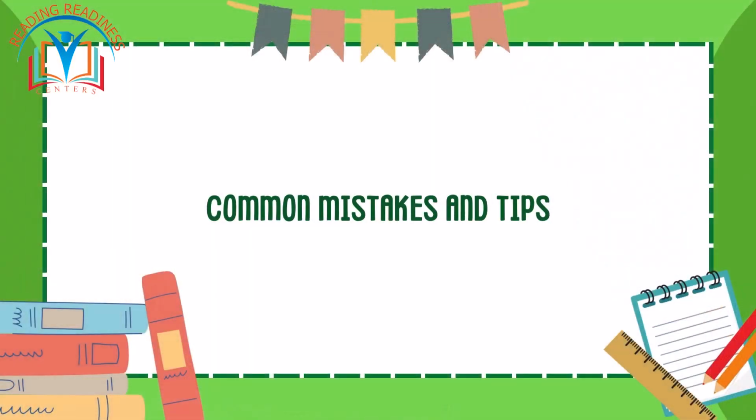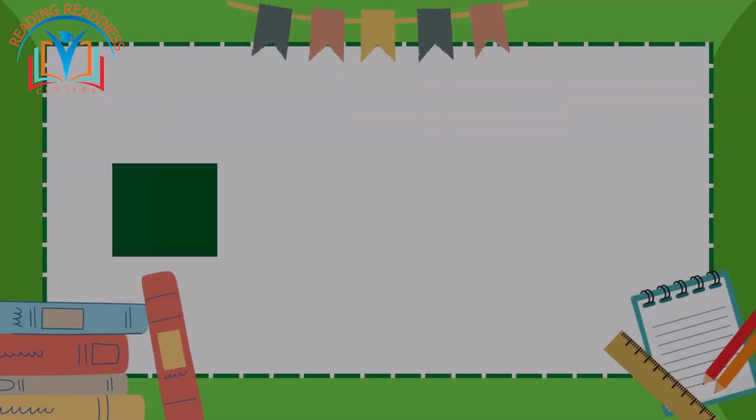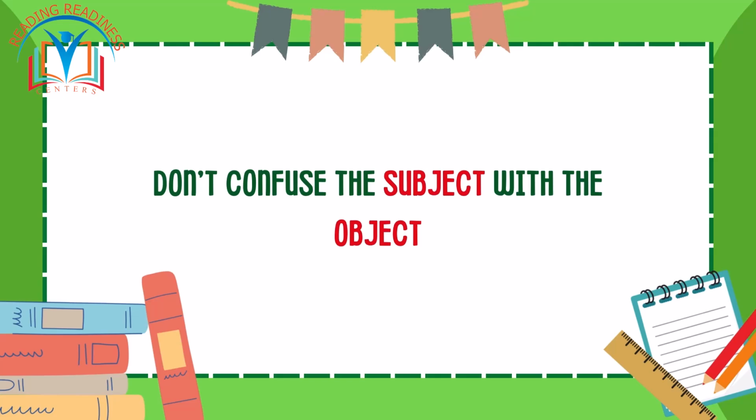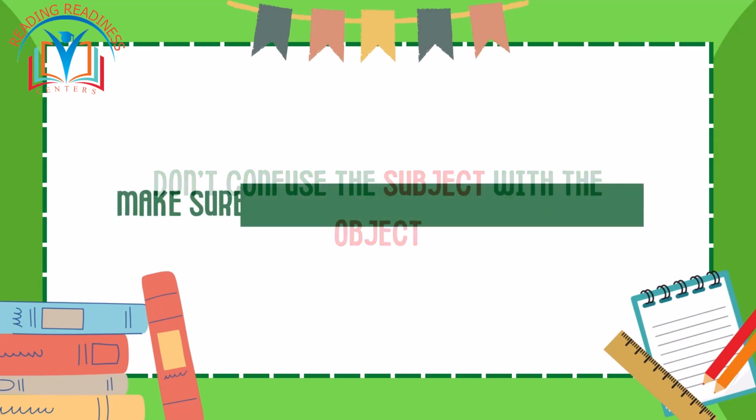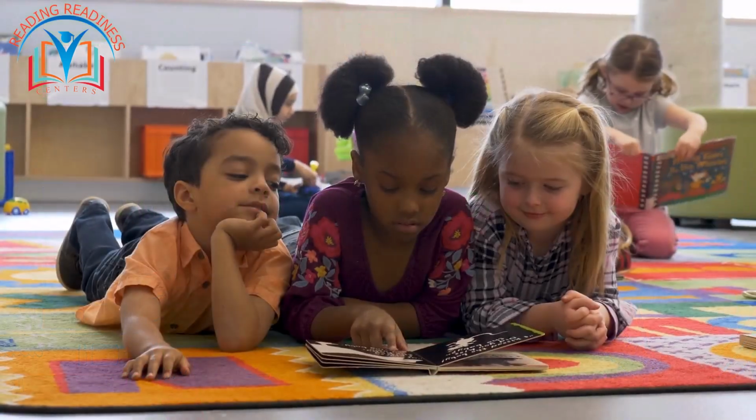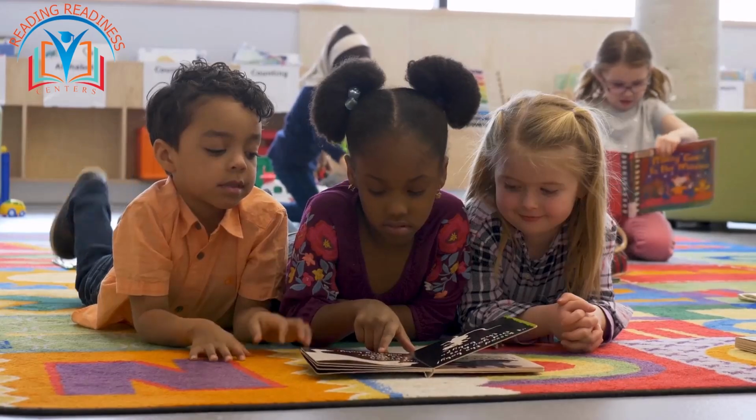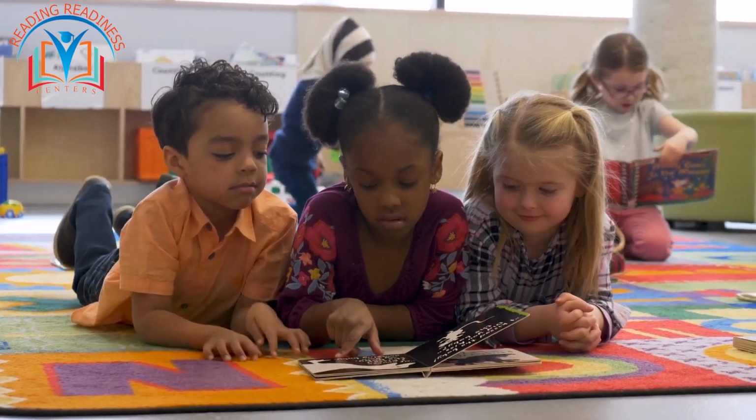Common mistakes and tips. When using active and passive voice, it's essential to avoid common mistakes. For example, don't confuse the subject with the object, and make sure to use the correct verb form. To master active and passive voice, practice converting sentences and paying attention to the subject-verb-object structure.